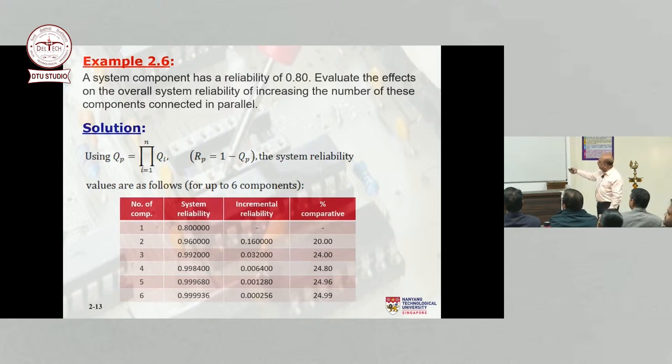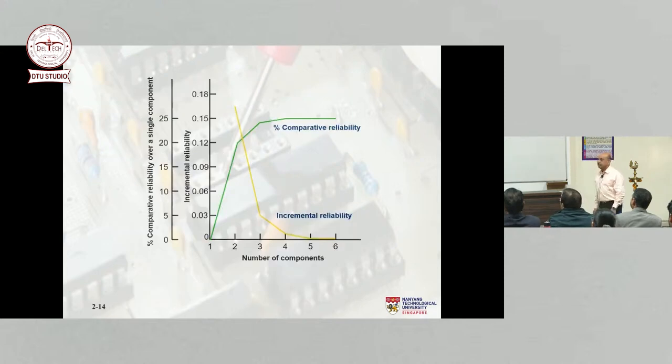You keep adding the components, you find that the comparative improvement is marginal, yeah? And of course, the incremental reliability is also going to be lower and lower and lower. So I think if you look at these two curves, it tells you a better story. The first curve is this one, comparative reliability over a single component. So this green curve is the comparative reliability. You see that it is plateauing here. After the third component, it doesn't change much at all.